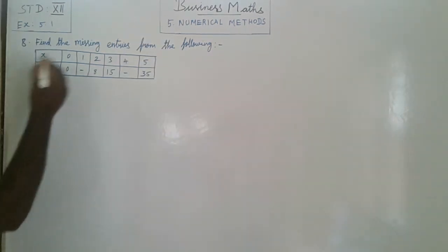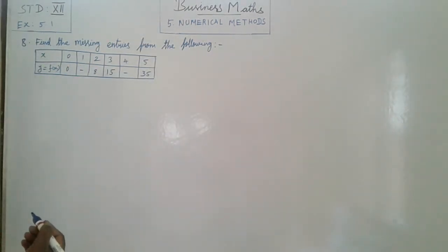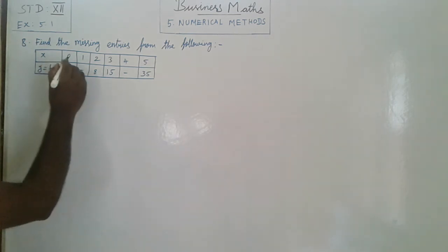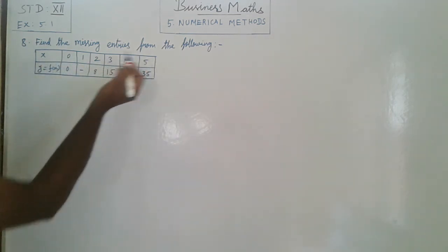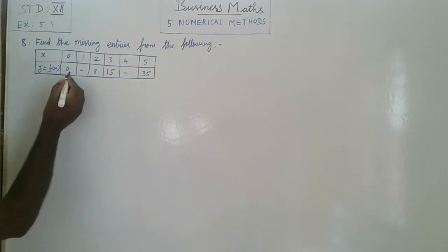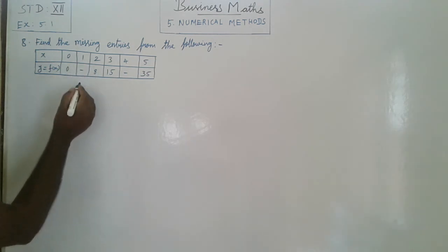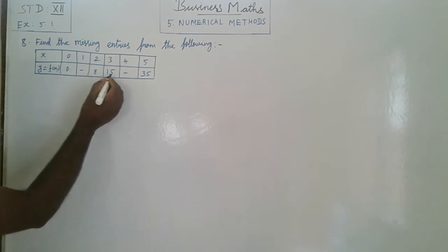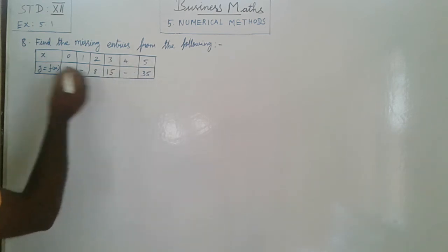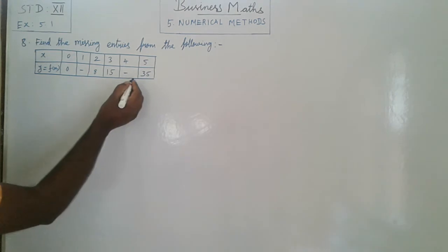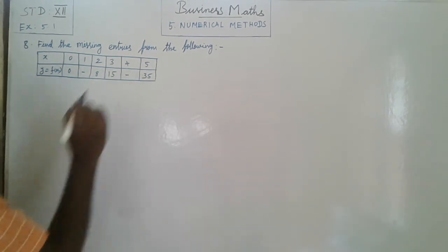Eighth sum, find the missing entries from the following. X values 0, 1, 2, 3, 4, 5. Y values: 0. X equal to 1, then we should find out the y value. Next 8, 15. X equal to 4, then what is the y value we should find out? Two values we should find out. Next 35.